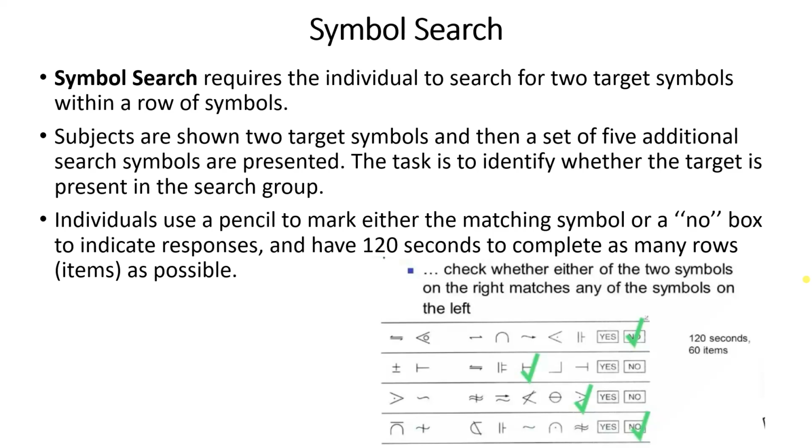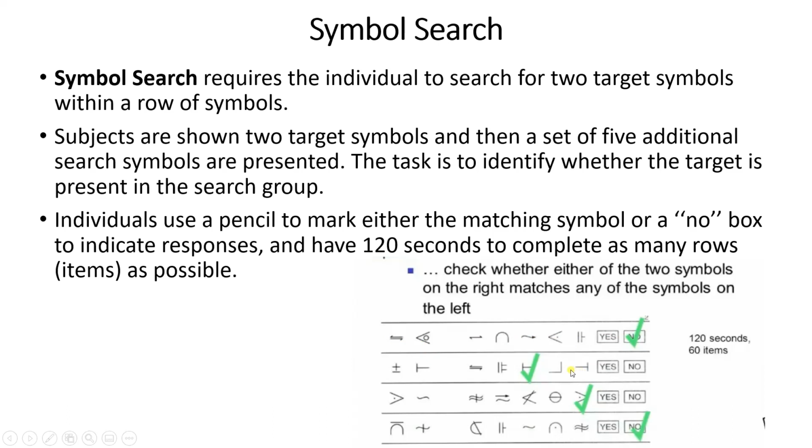Check whether either of the two symbols on the right matches any of the symbols on the left. So you can see the two symbols, this less-than symbol and this symbol. These two symbols on the right are to be matched against the symbols on the left. And here you can see five symbols: 1, 2, 3, 4, 5. If you see carefully, these symbols are not present. So the participant has marked the no box.